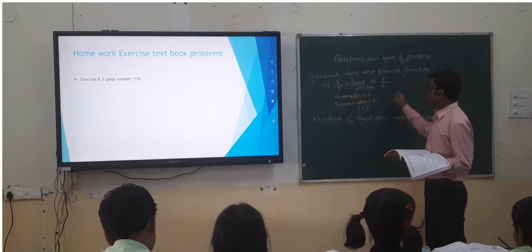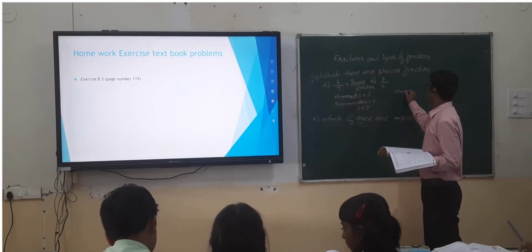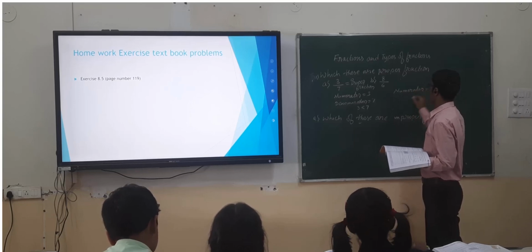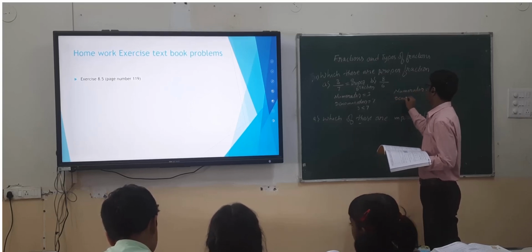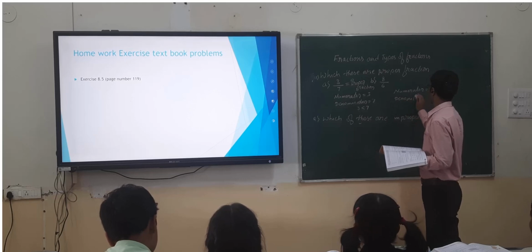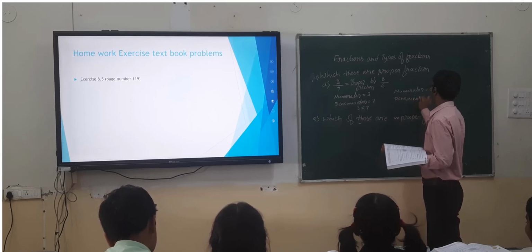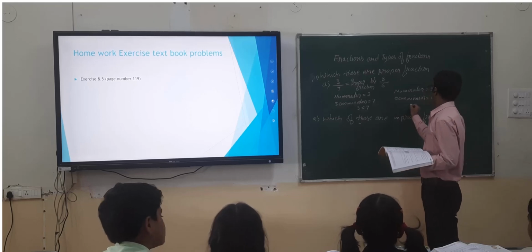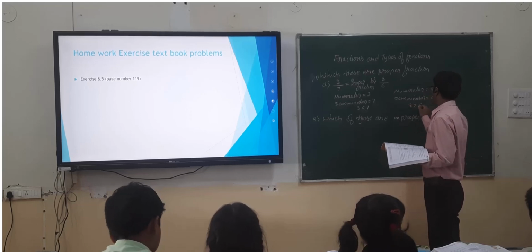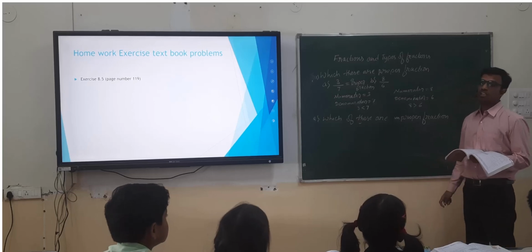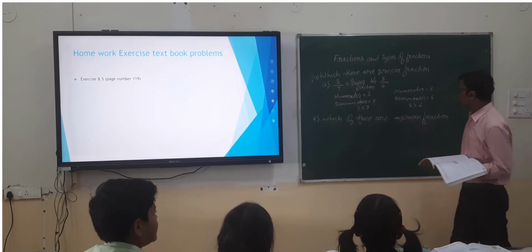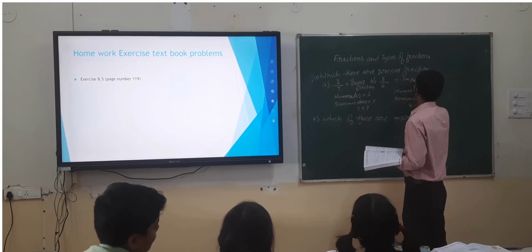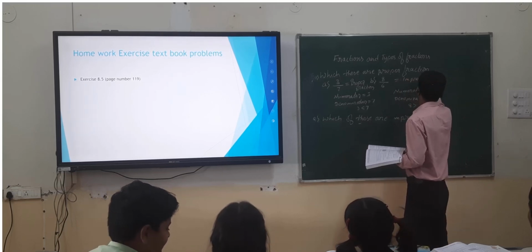Okay. In this, numerator is 8. Denominator is 6. When we compare, 8 is greater than 6, which means the numerator is greater than the denominator. Therefore, this one is what type of fraction? Improper fraction.